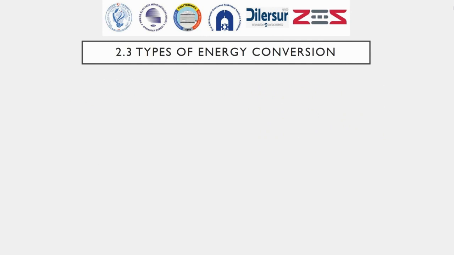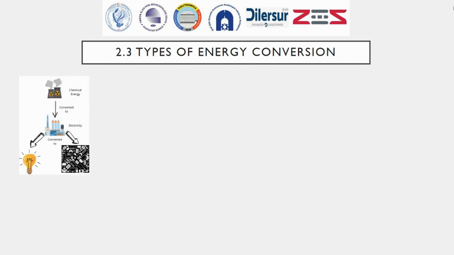Let's continue with the types of energy conversion. Energy conversion is the transformation of energy from one form to another. The purpose of converting energy between different forms is usually to make it more usable or easier to use. The following are some examples of energy conversion.